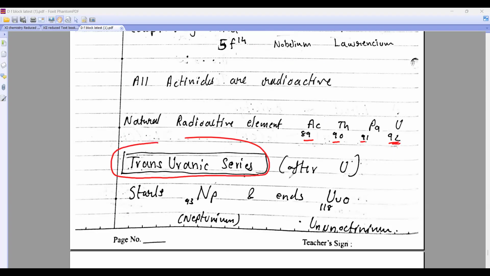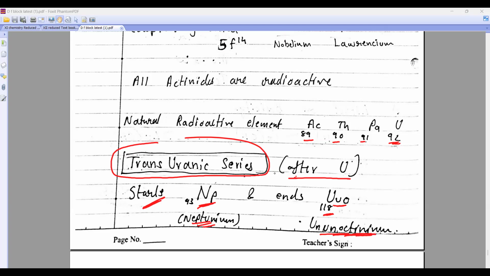So elements after uranium. They are made up of these radioactive elements. Yes, man-made, by combining the original ones, fission. Acha, okay. Neptunium starts and ends with the last element. Who is the last element in periodic table? Ununoctium.